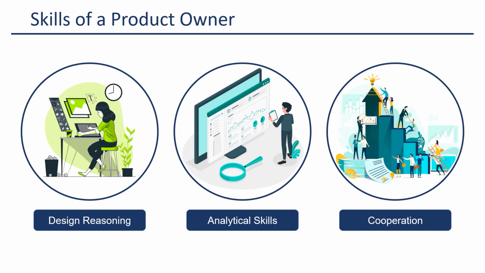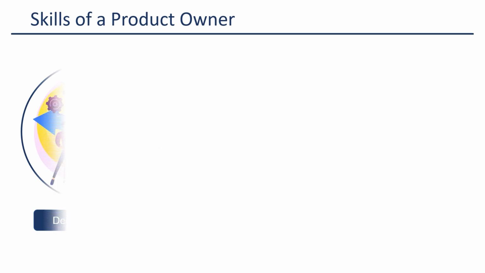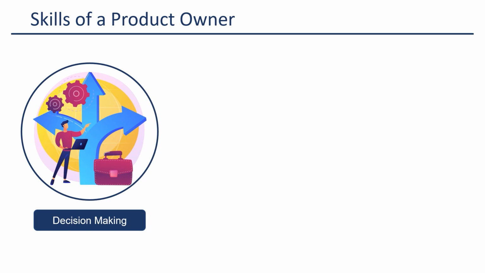Cooperation abilities. Product owners, who act as liaisons between Scrum teams, must be at ease with continual engagement. They should prioritize cooperation and be at ease with delegating, dispute resolution, and interacting with people of all temperaments and emotions. Decision making. Another essential ability for product owners is decision making.